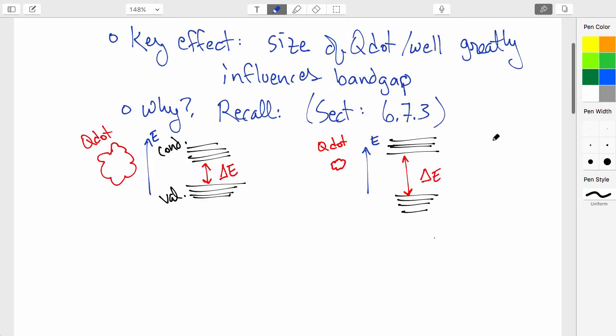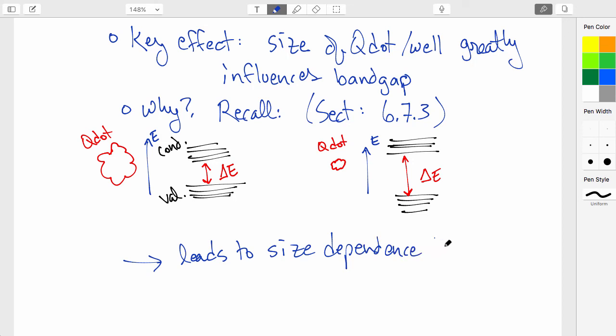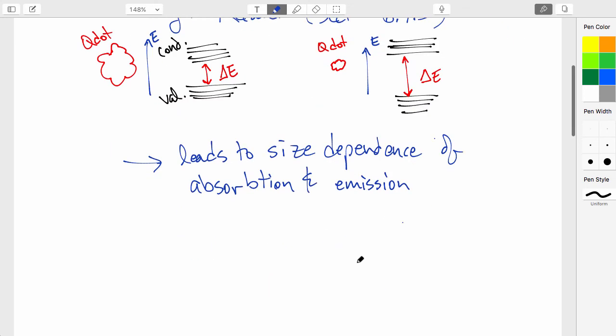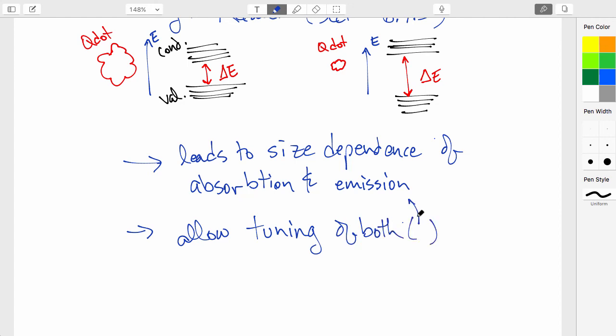All right, so this leads to the size dependence in the same material of things like absorption and emission, behavior of both absorption and emission. And this allows engineers to tune. So this allows tuning of both absorption and emission.